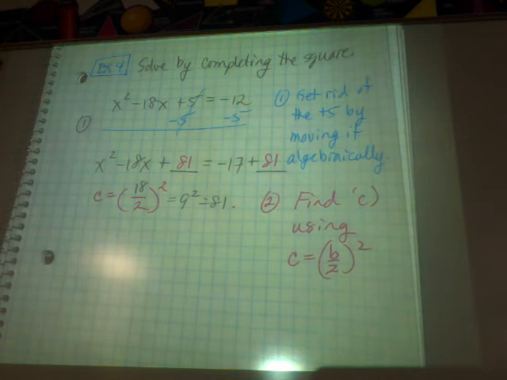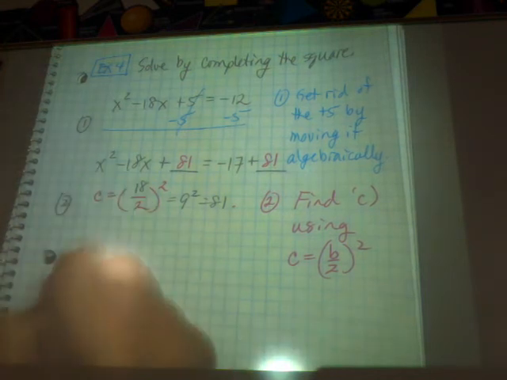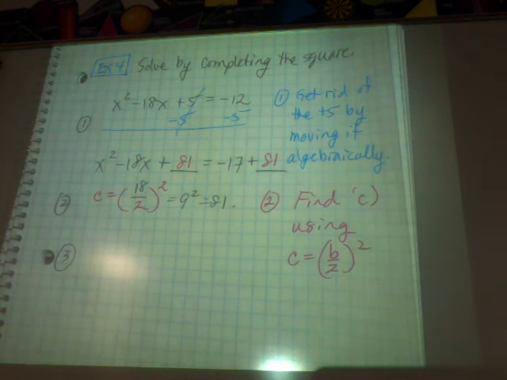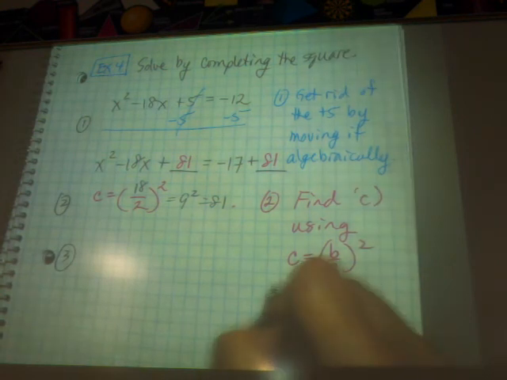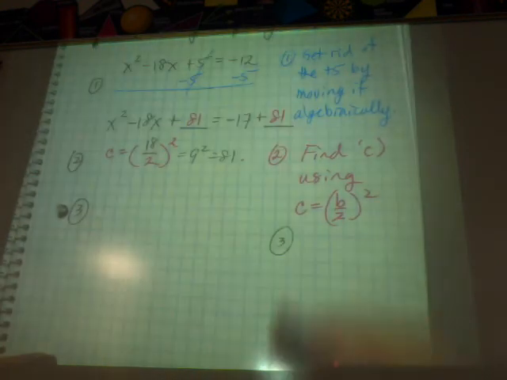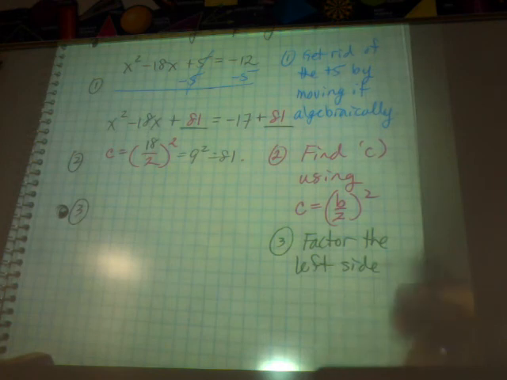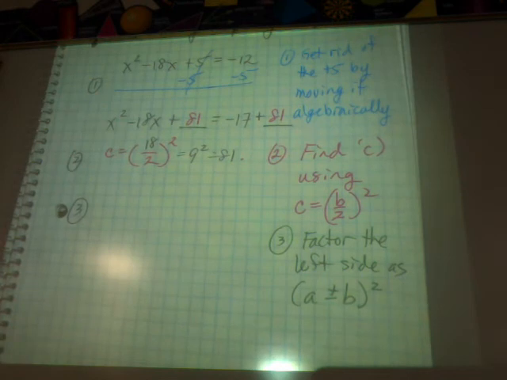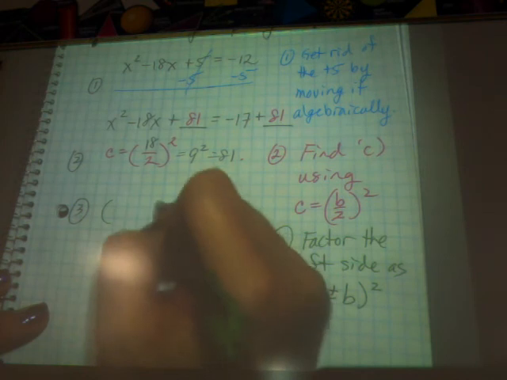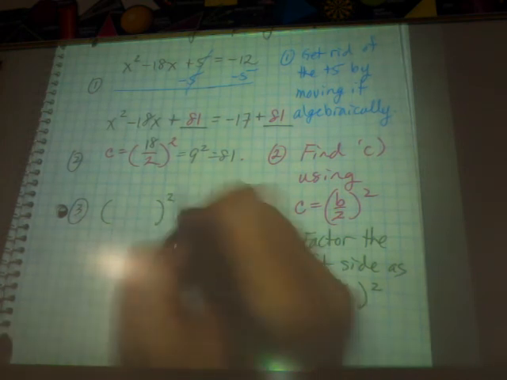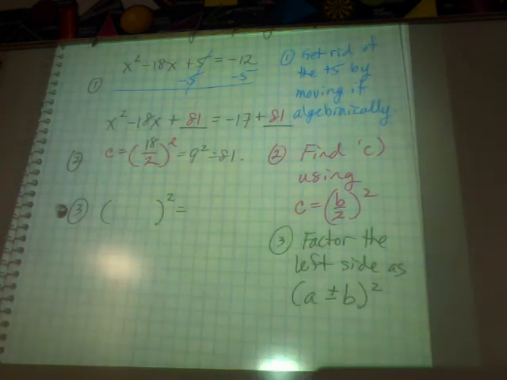So step 3, this is step 2. Step 3 is to go ahead and factor it as a perfect square trinomial. So step 3 over here, factor the left side as a plus or minus b squared. So we have one set of parentheses squared equals, and we'll have something on the right side.